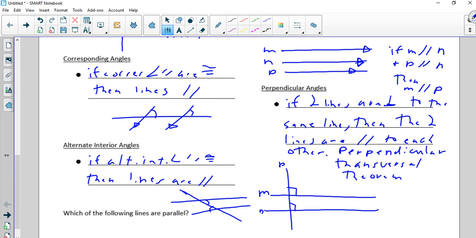What we're saying is P is perpendicular to M, and N is perpendicular to P, or we could say P to N. Therefore, since they're both perpendicular, we know that M is parallel to N. It just has to be that way.